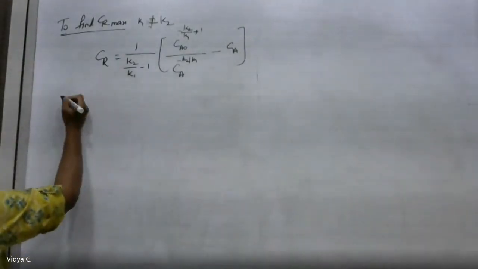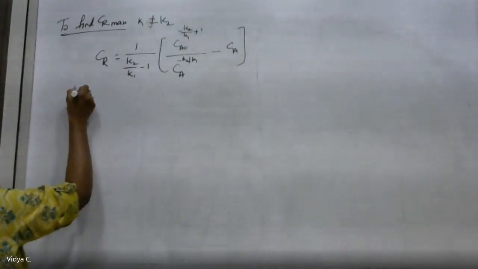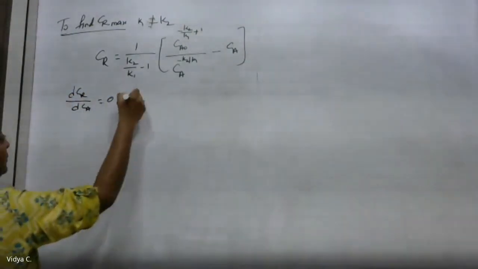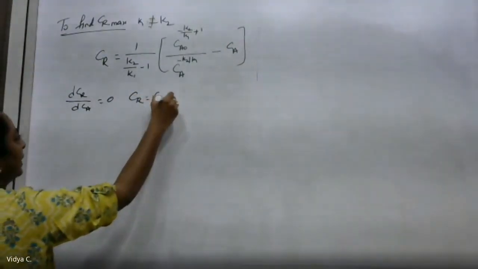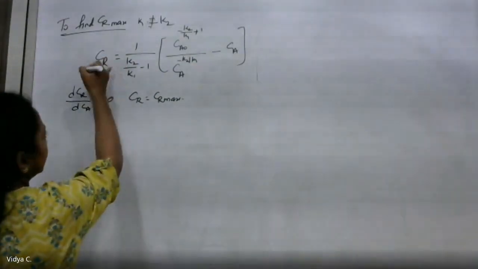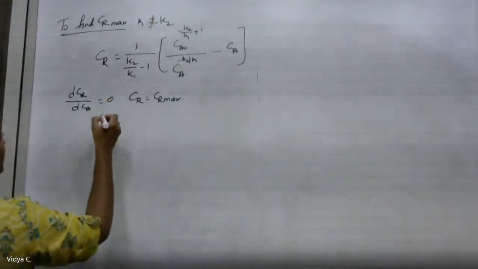So to find CR max, how do we do it? dCR by dCA is equal to 0, and CR will be CR max. At this condition, CR becomes CR max. So what should I do now? I should find dCR by dCA for this equation. So how do I do that?